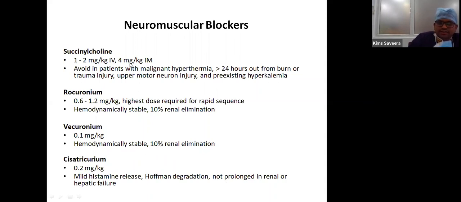These two are short acting, which we use in rapid sequence induction: succinylcholine or rocuronium. These are long acting agents which we don't use electively. For maintenance, we can use rocuronium or cisatracurium.